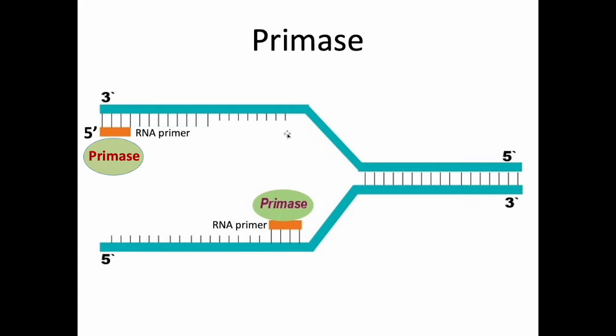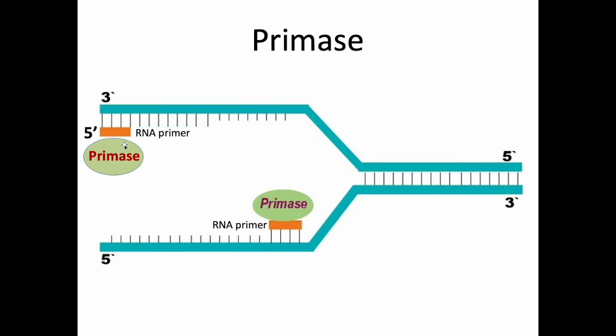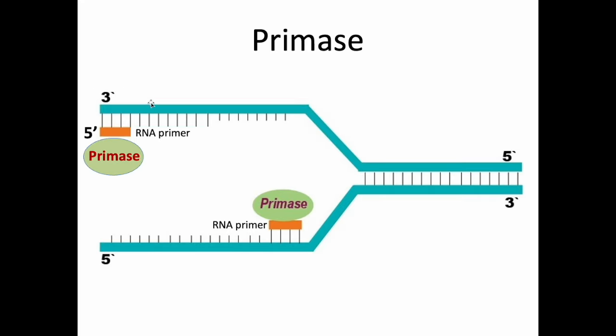But again, the reason we're mucking around with RNA in the first place is because of this limitation of the enzyme we actually want to use. DNA polymerase cannot get started, but primase can. It's going to make this short RNA primer complementary to the DNA. Again, T in the DNA, A in the RNA, C in the DNA, G in the RNA, and so on. So primase creates a short RNA primer that is complementary to the DNA. Once this little primer is in place, now we can proceed.